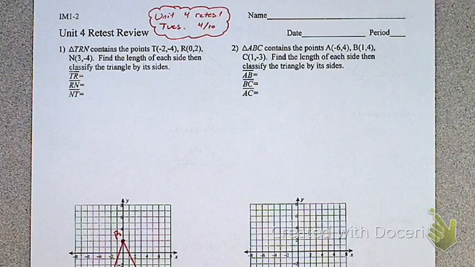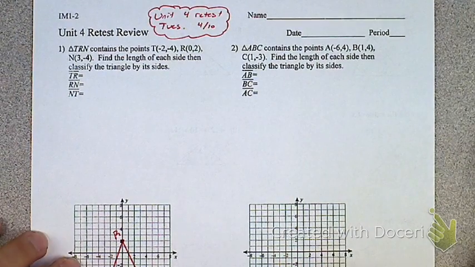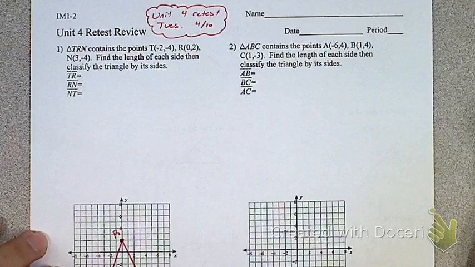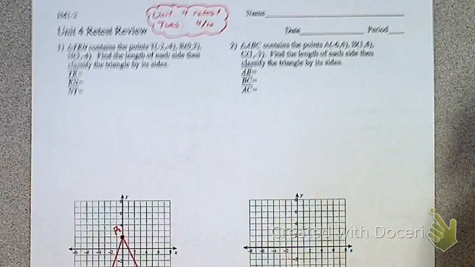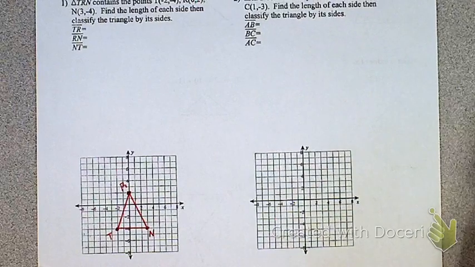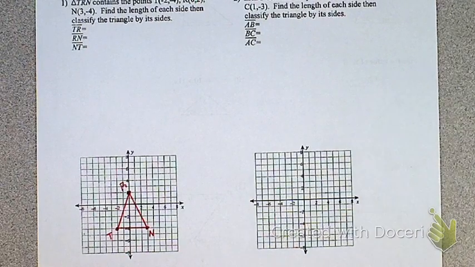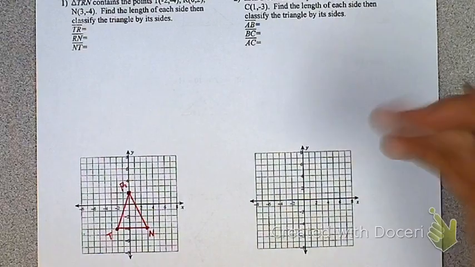Unit 4 retest is tomorrow, so I'm going to do the odds to help you review. Number 1 says that the 3 points are given, find the length of each side, and then classify the triangle by its sides. After you draw the picture, you want to count how many boxes there are, or use the Pythagorean theorem to solve it.